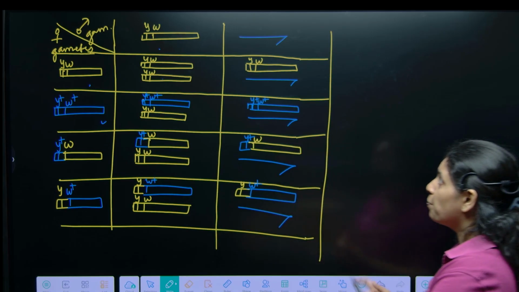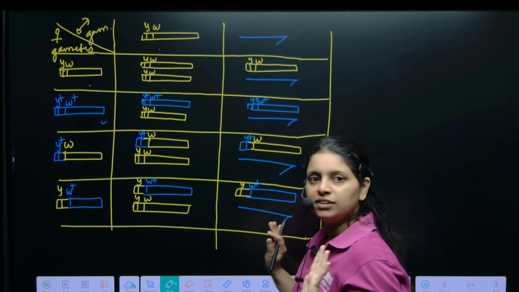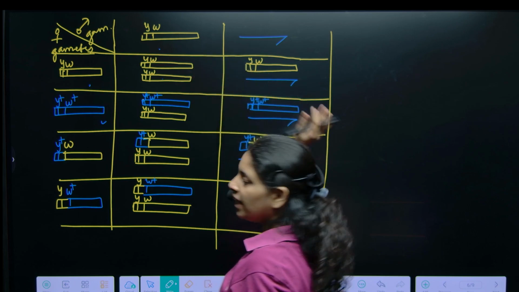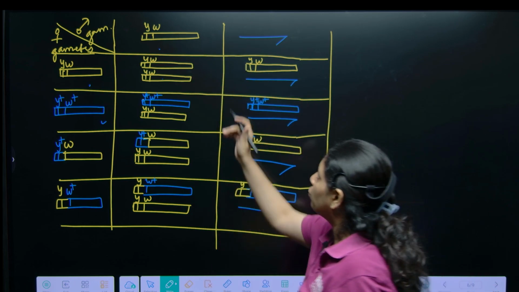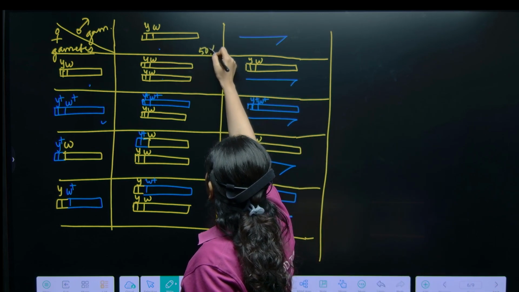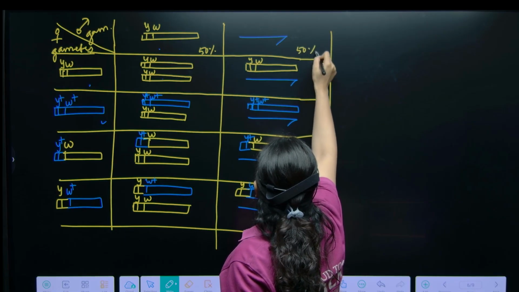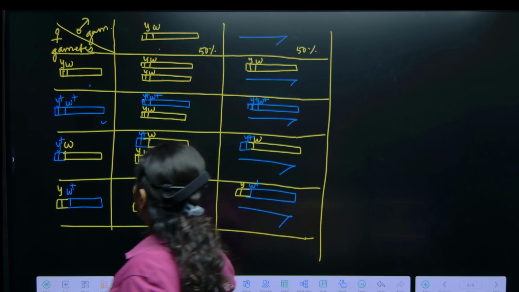Now what do we see? Now very important. This analysis is important. The male gametes will be in equal proportion only. Okay, so this is 50%. This is also 50% gamete. What about the female gametes?